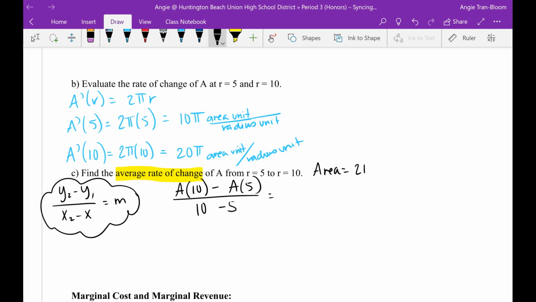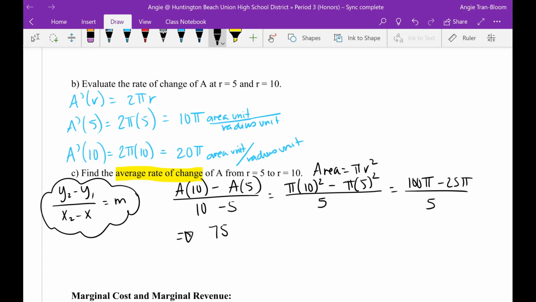Area equals pi r squared. So now I need to plug in what area of 10 is, when the radius is 10. So that means pi times 10 squared minus pi times 5 squared, all over 5. That's going to be 100 pi minus 25 pi all over 5, which is 75 pi all over 5. If I simplify that, that's going to be 15 pi. This is the average rate of change when the radius goes from 5 to 10 units.